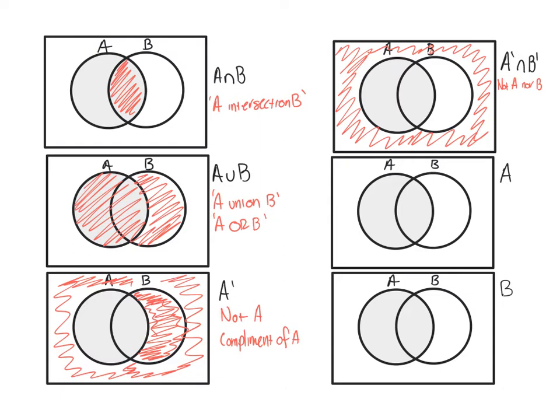And of course, we can talk about event A happening. So that's the whole of this circle, and it also includes the intersection because that does count as event A. And then we can also have event B, which is the whole of the B circle, including that intersection part, because that also includes event B as well.